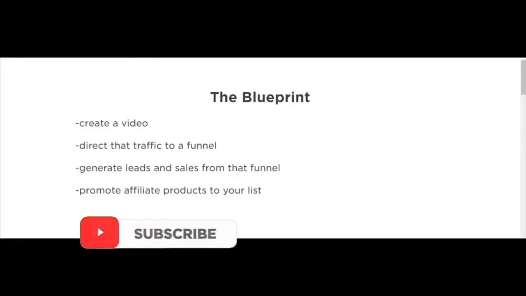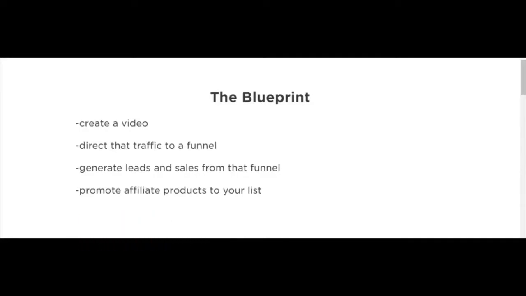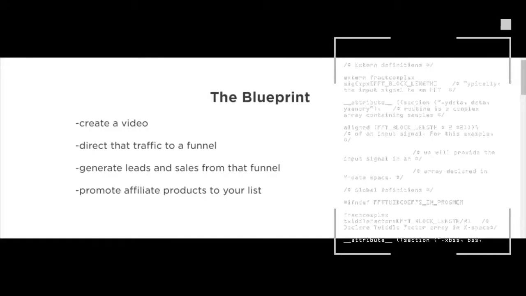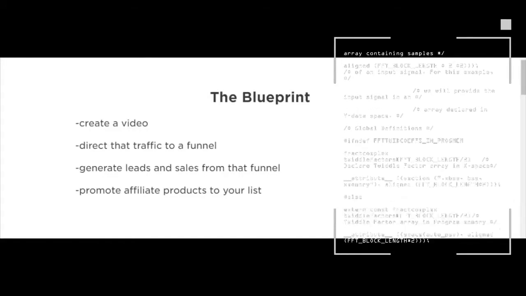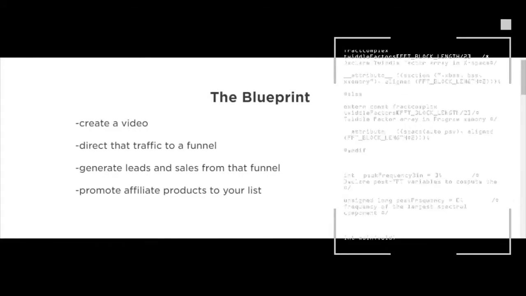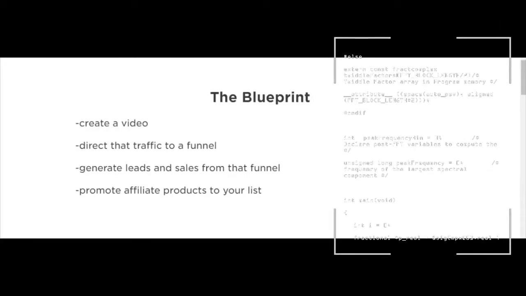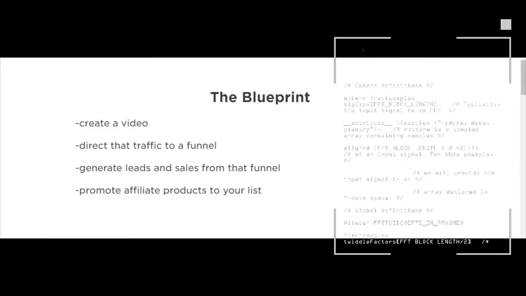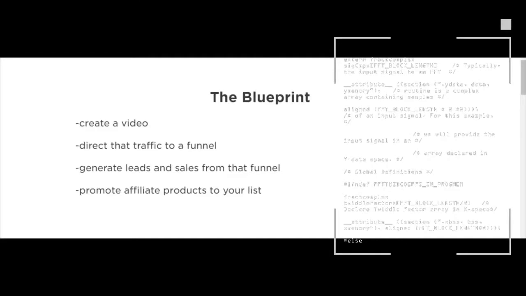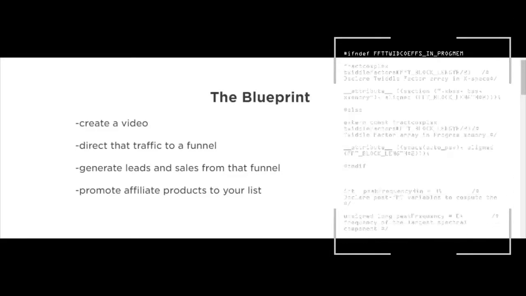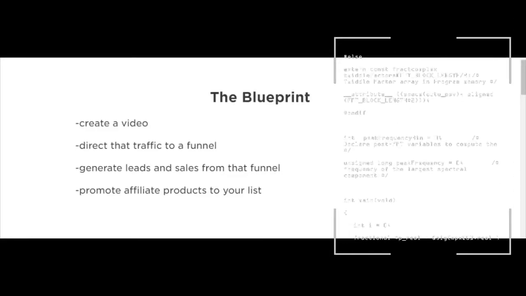The first step is to create a video, and this is not just any video. The video that you're going to be creating for YouTube is going to be a video that has a good chance of going viral and a good chance of generating a lot of traffic. Now, it's not guaranteed, but there are a few things you can do to make sure that you create a hit video. Okay, so I'll be talking about that in this course.